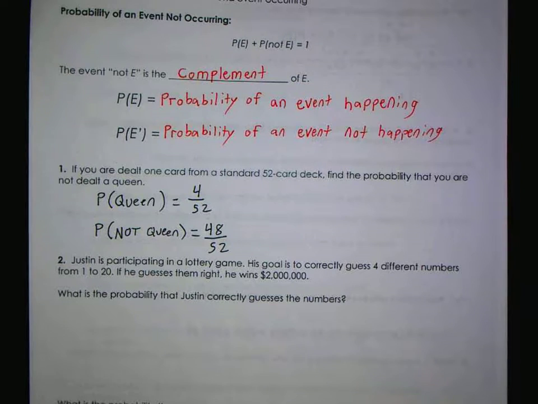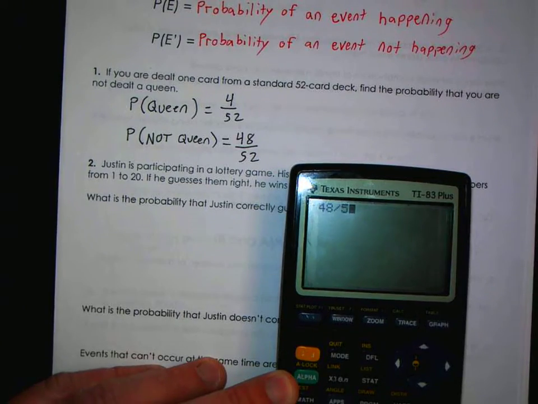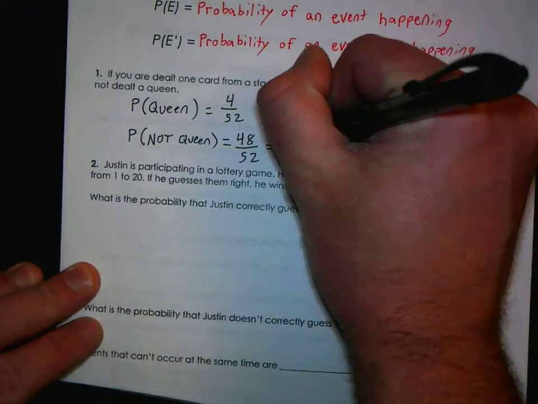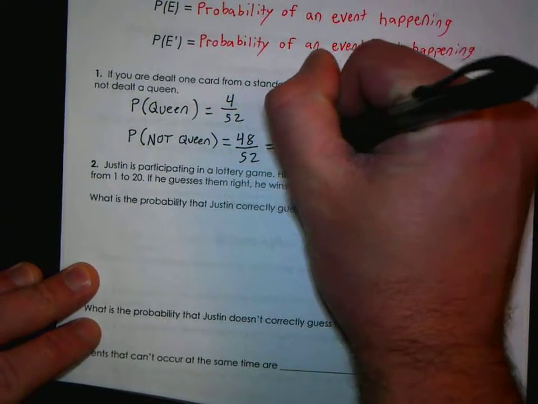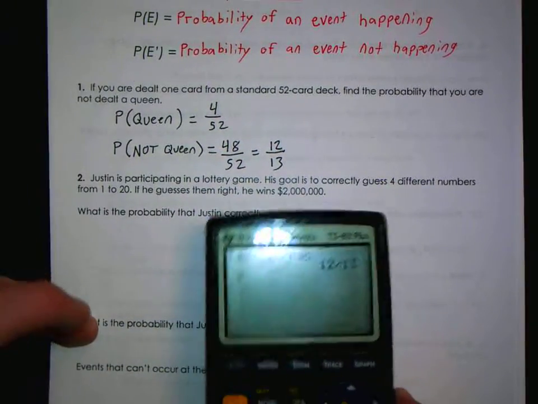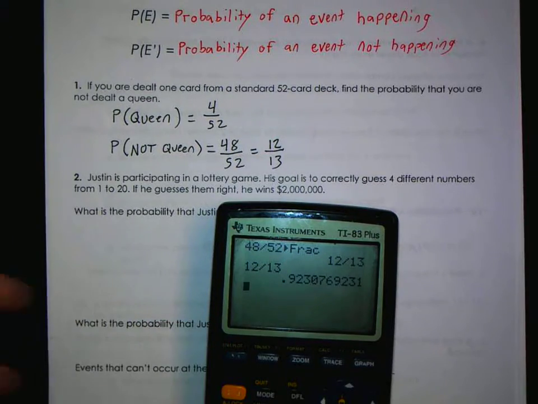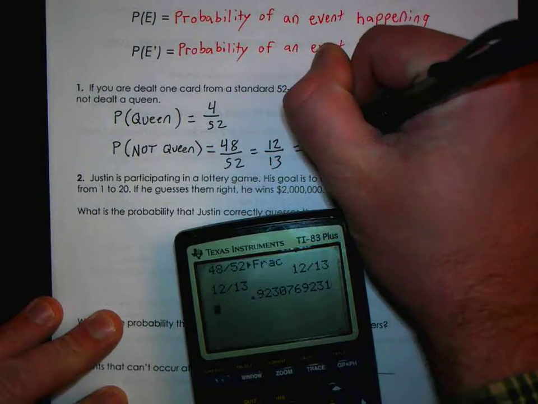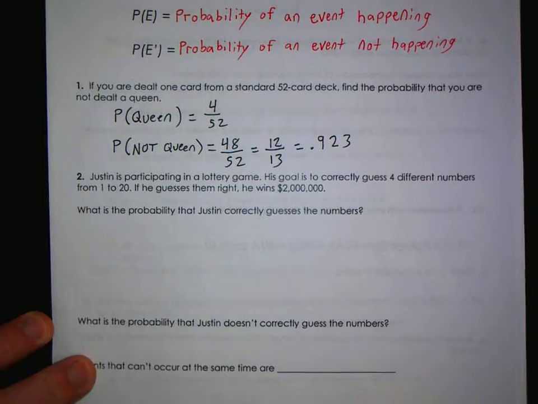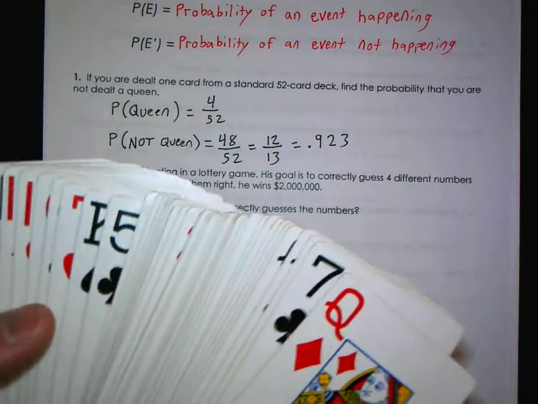48 over 52. If you reduce that, it's 12/13. Right? And if you wanted that as a decimal or a percentage, that would be around 0.92. So you have around a 92% shot of pulling a card out and it not being a queen, right?